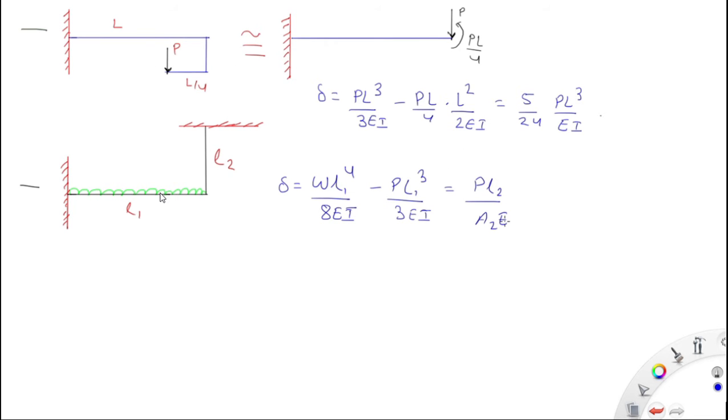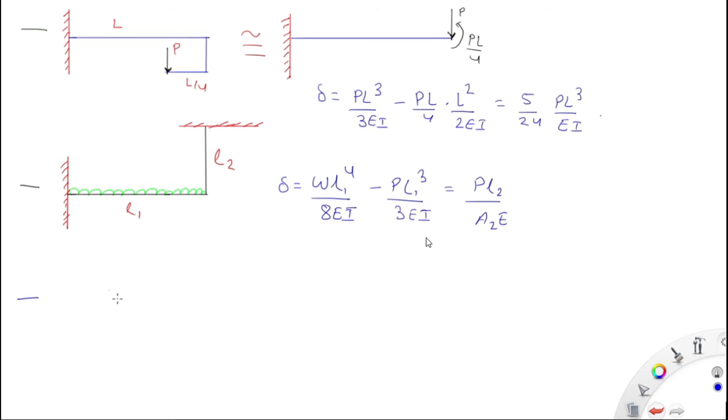Now this is another question in which this is a cantilever beam and this is another cantilever beam, and they have been joined. On this the UDL is acting. So delta, the deflection, is equal to, with small w being the loading per unit length, small w into L1 to the power 4, because this distance is L1, by 8EI. So this is the deflection due to UDL, minus PL1 cube by 3EI.